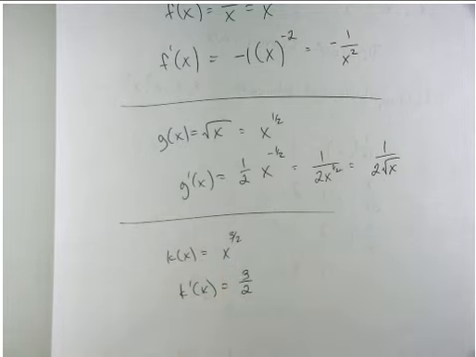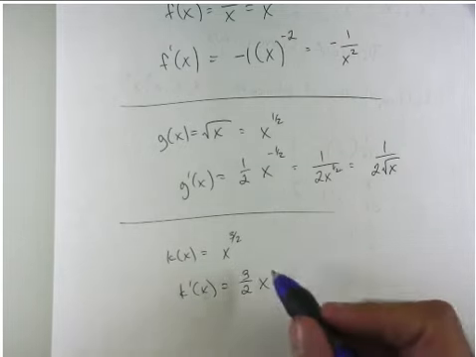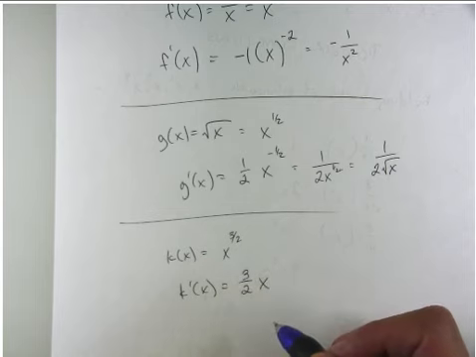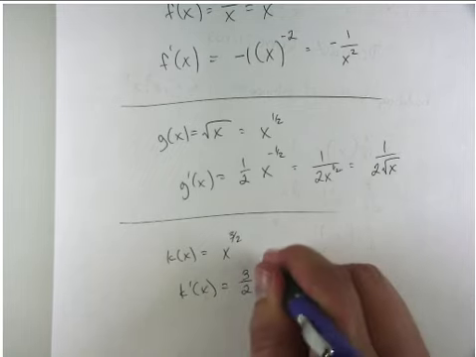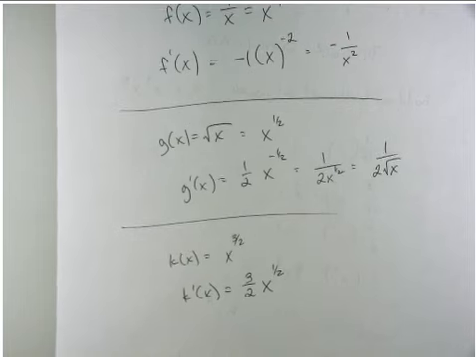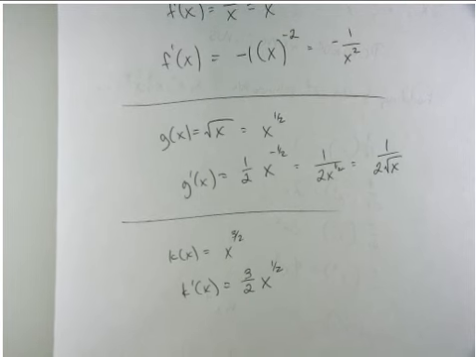The exponent becomes a coefficient, and the new power is 1 less than the old power. So 3/2 minus 1, and 1 is really 2/2, so that leaves 1/2. Easy enough to do. Okay, so, awesome.